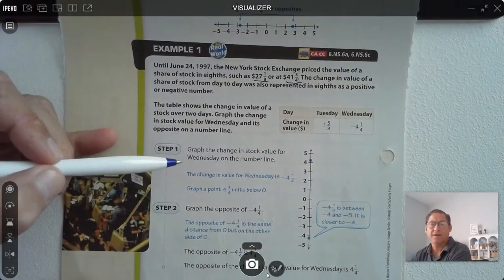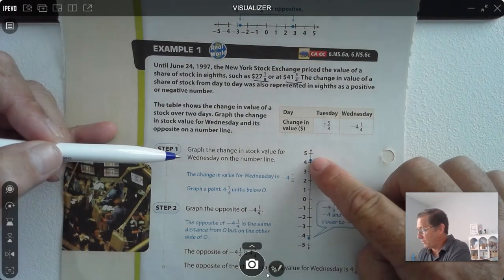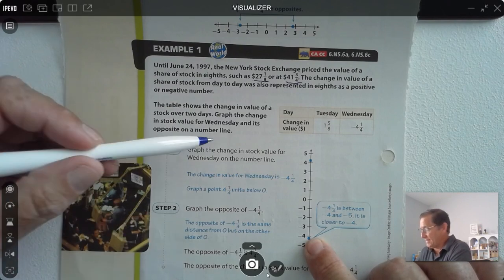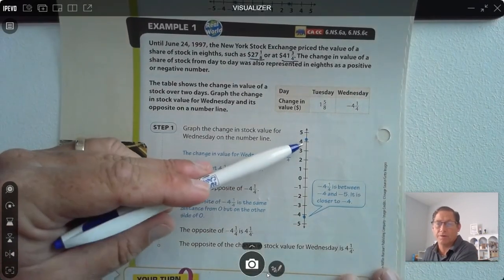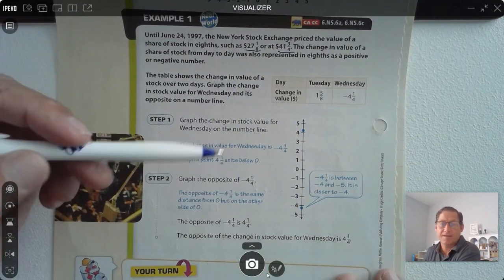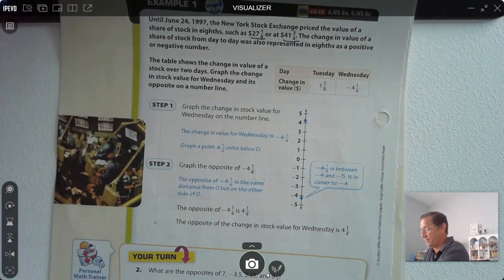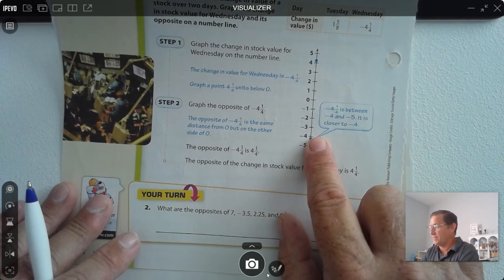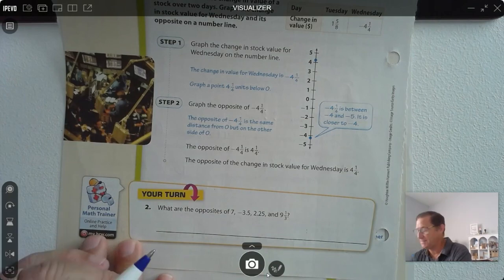Well, step one, graph the change in stock value for Wednesday on the number line. So negative 4 and 1/4. And then graph the opposite of negative 4 and 1/4, which would be 4 and 1/4 on the positive side. So the opposite of the change in value for Wednesday is 4 and 1/4. So we graph the stock value for Wednesday and its opposite. Simple as that.